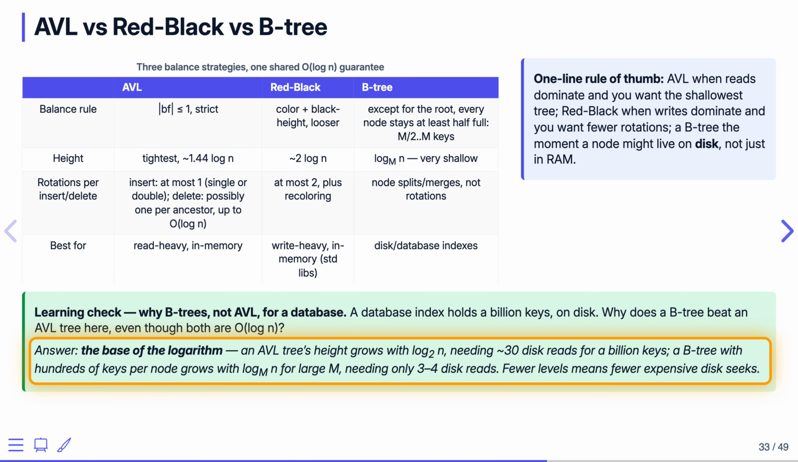The answer is the base of the logarithm. An AVL tree's height grows with log base 2 of n. For 1 billion keys, that is about 30 disk reads. A B-tree with hundreds of keys per node grows with log base m of n for a large m. That is only 3 or 4 disk reads. Fewer levels means fewer slow disk seeks.